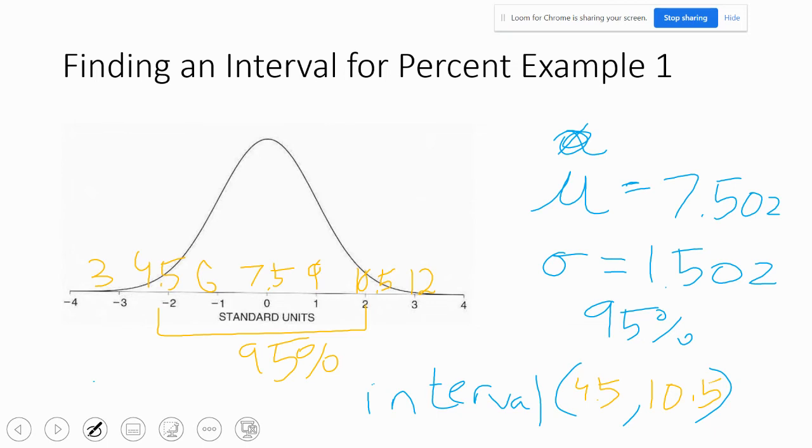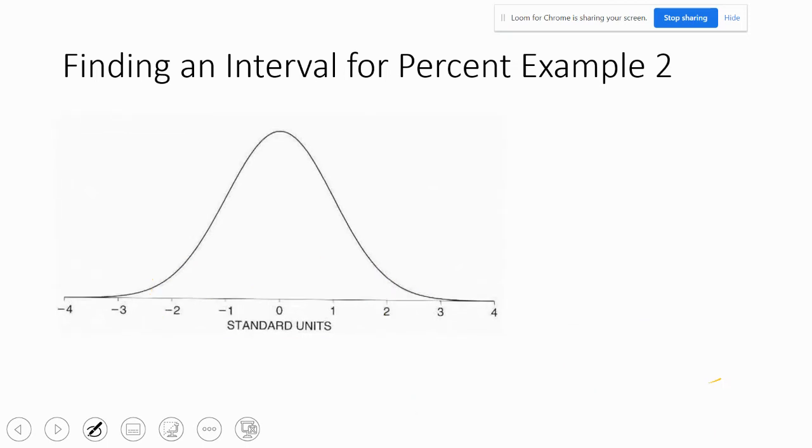Okay, let's do another one. Here, let's say the mean time it took you on a test was 38 minutes, with a standard deviation of 4 minutes. Apologize for my really bad sigma there. Maybe rewrite it. And we wanted to know the 68% interval.